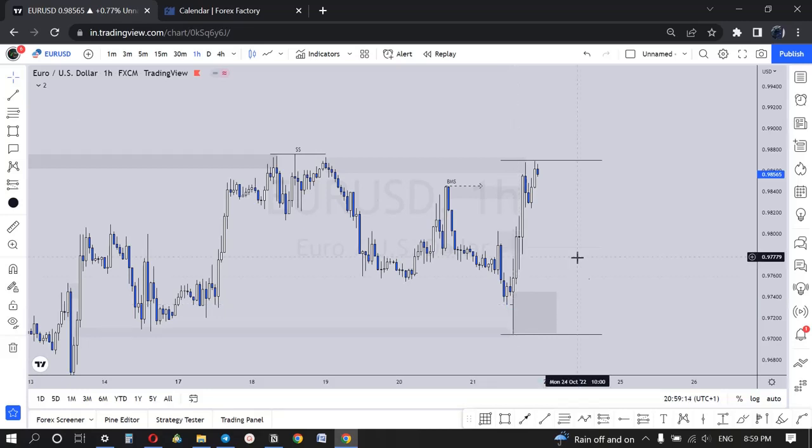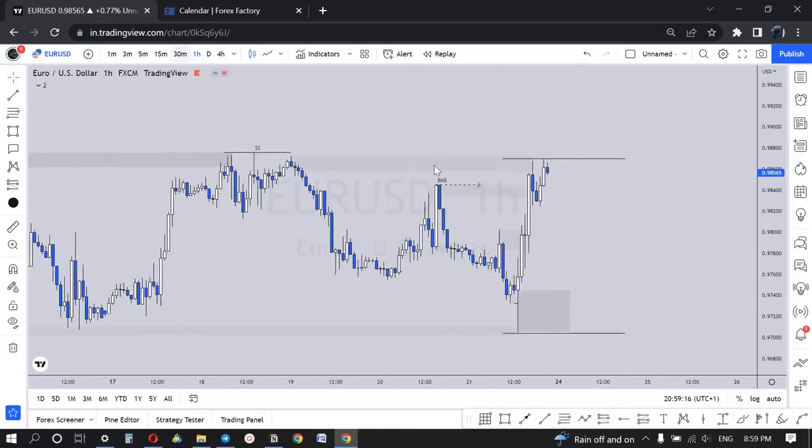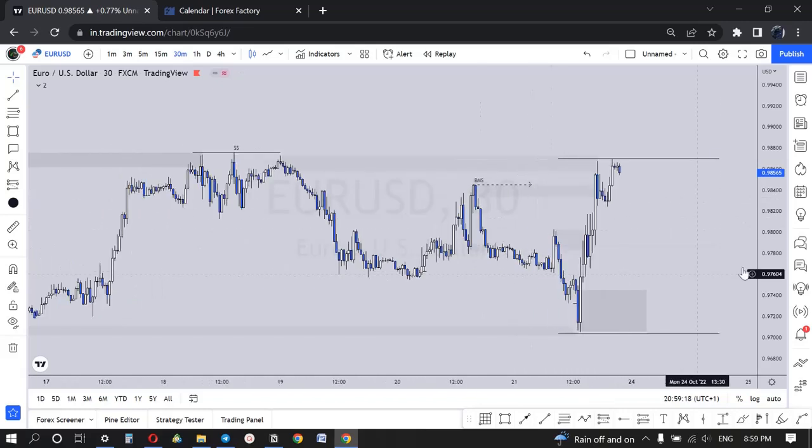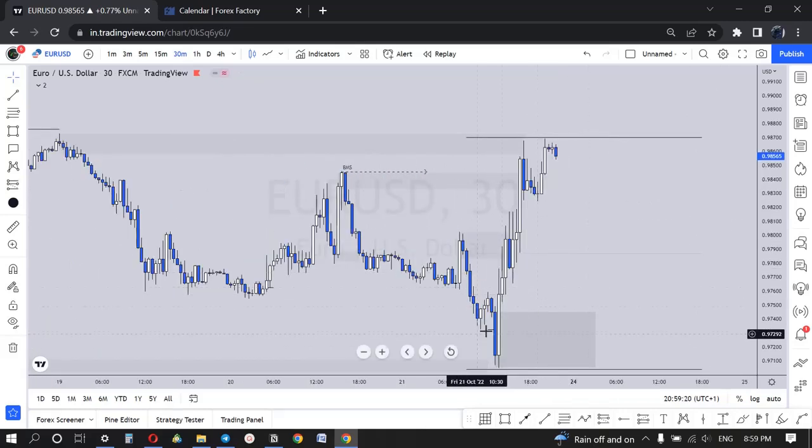the 30 minutes time frame. The structure will look more clearer on the 30 minutes time frame. Okay, you can see that, right?